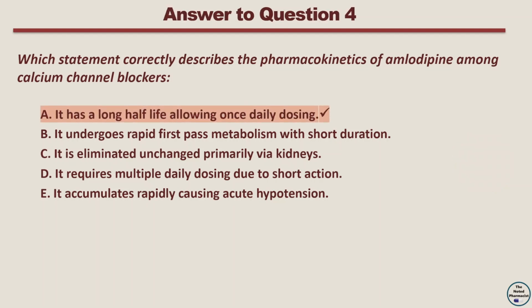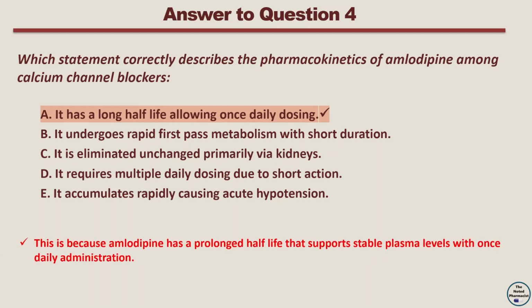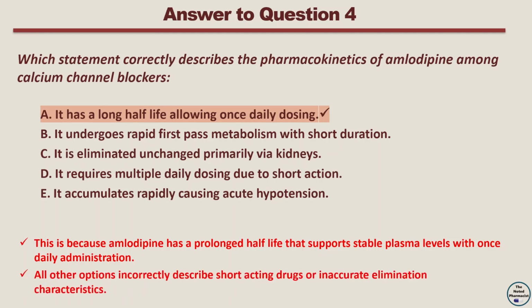The correct answer is option A. It has a long half-life allowing once daily dosing. This is because amlodipine has a prolonged half-life that supports stable plasma levels with once daily administration. All other options incorrectly describe short-acting drugs or inaccurate elimination characteristics.